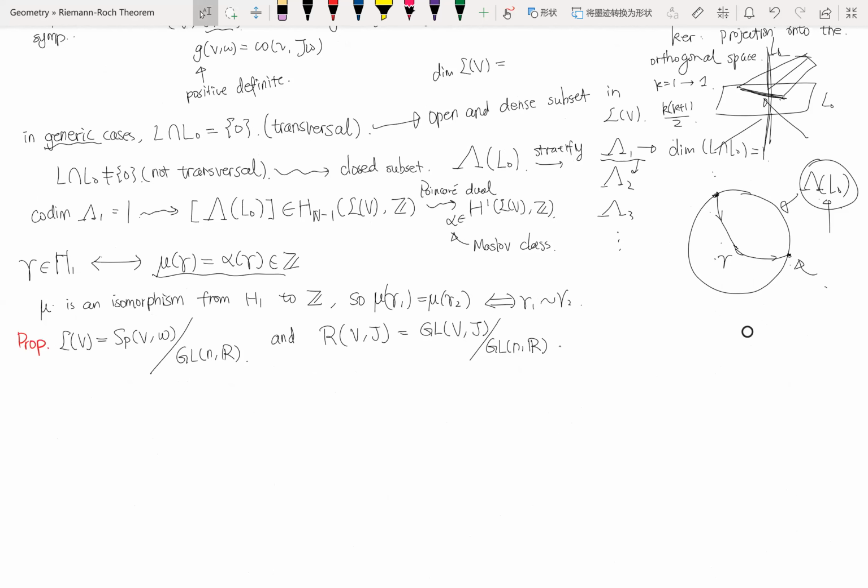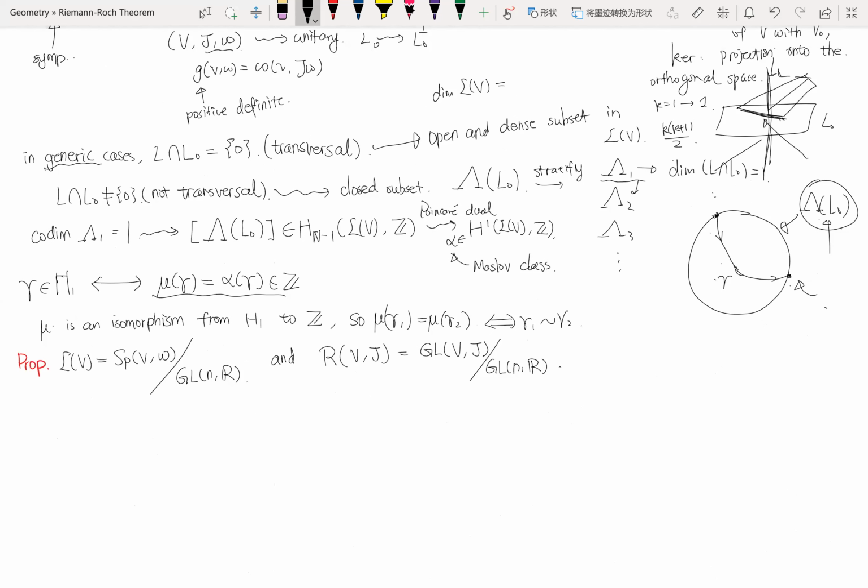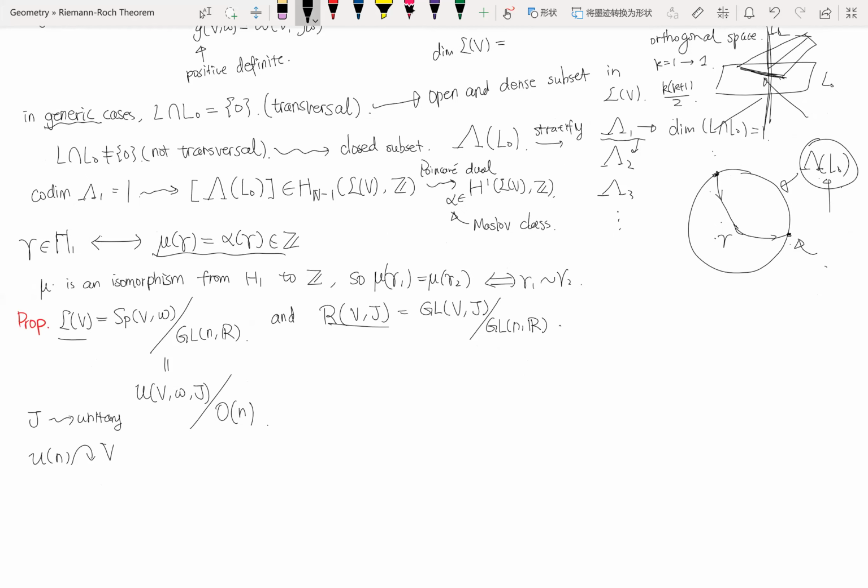Okay, so we have two realizations of these spaces as homogeneous spaces, and this is because when we impose the almost complex structure J, V becomes a unitary space, and then we can consider the unitary group acting on V. So we will have the unitary group of the space quotient by the orthogonal group, because when we impose the almost complex structure J, omega gives an inner product in any Lagrangian subspace L.